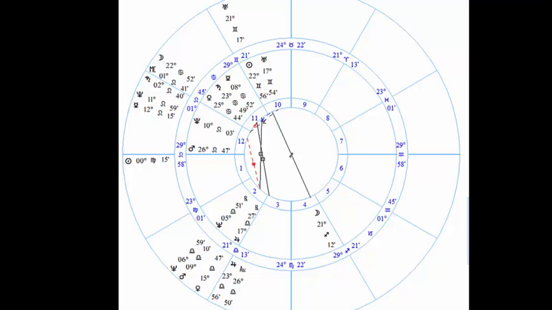The second aspect is progressed Jupiter in the 3rd house at 23 Libra 56, squaring his natal Saturn in the 11th house at 23 Cancer 49. The third aspect is his progressed Mars in the 2nd house at 9 Libra 10, squaring his natal Mercury in the 11th house at 8 Cancer 52. Number 4 is his progressed Mars in the 2nd house at 9 Libra 10, sextiling his natal Pluto in the 12th house at 10 Leo 03.